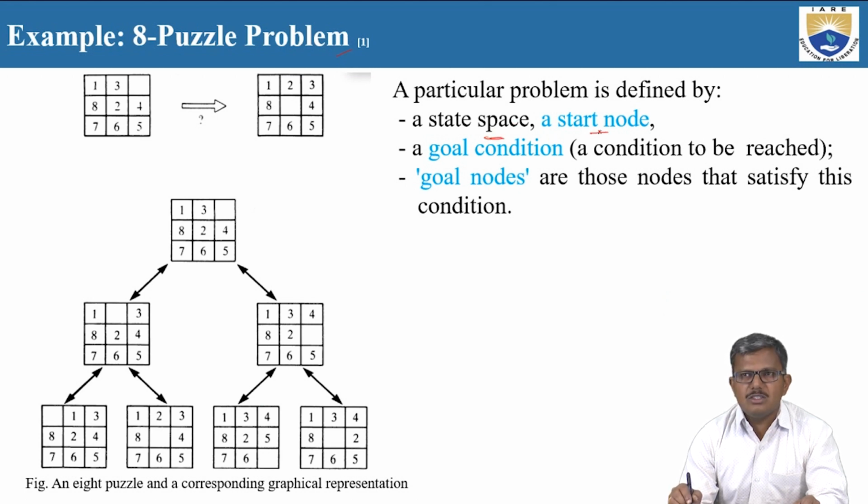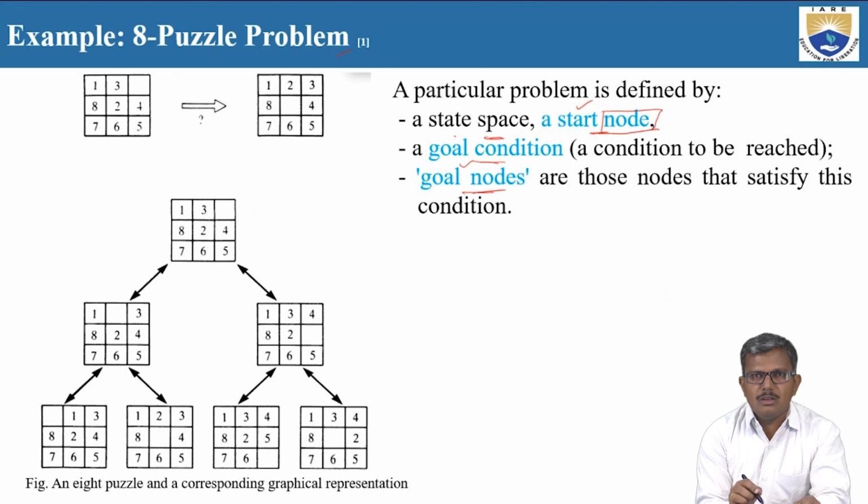Nothing but here the start node. First we represent the start node. Then we represent some goal conditions. And then we present the goal nodes. That's why I'm saying that in the graphical representation we are going to find the nodes. So what do these nodes represent? Either it can be a start node or it can be a goal node, right? Or it can be the nodes in between the start node and the goal nodes.